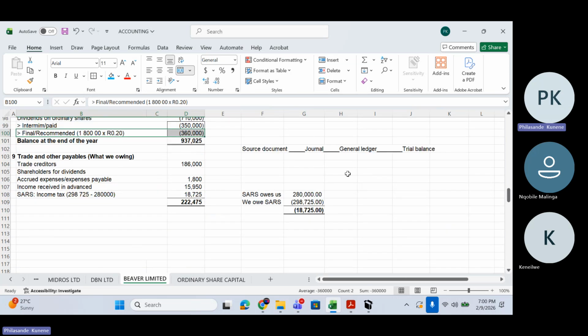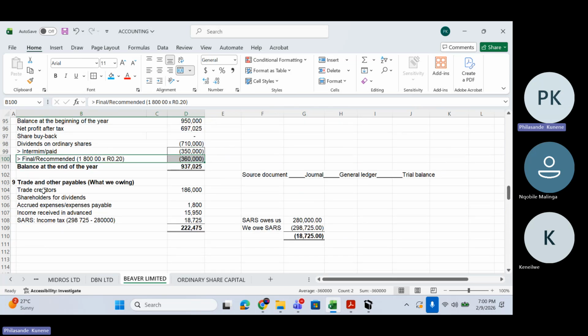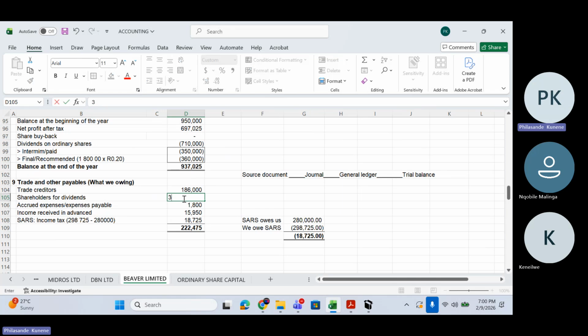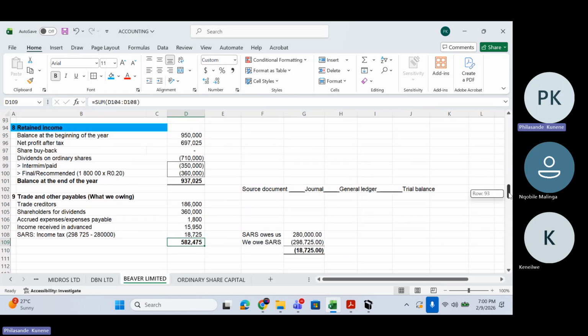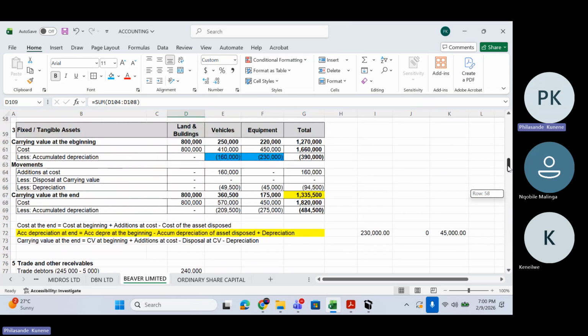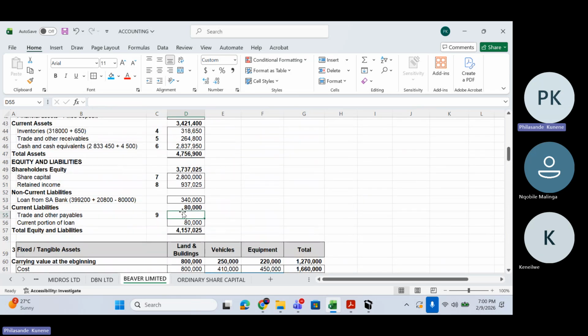So we're going to have the same 360,000 will come to note number 9 as something that we're owing. So we're going to have 360,000 rand. The shareholders for dividends, you must not forget, guys, that is dividends that we're owing at the end of the year. We only declared them and we didn't pay them. So they have to be part of our liabilities. So we have 360,000. So the total now for my trade and other payables, what we're owing, is 582,475, right? So that's what I'll go and record there. 582,475. Okay.